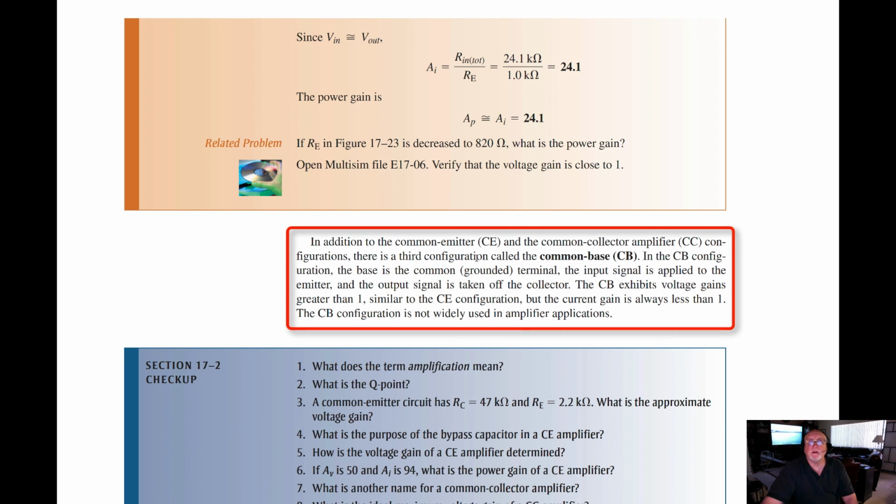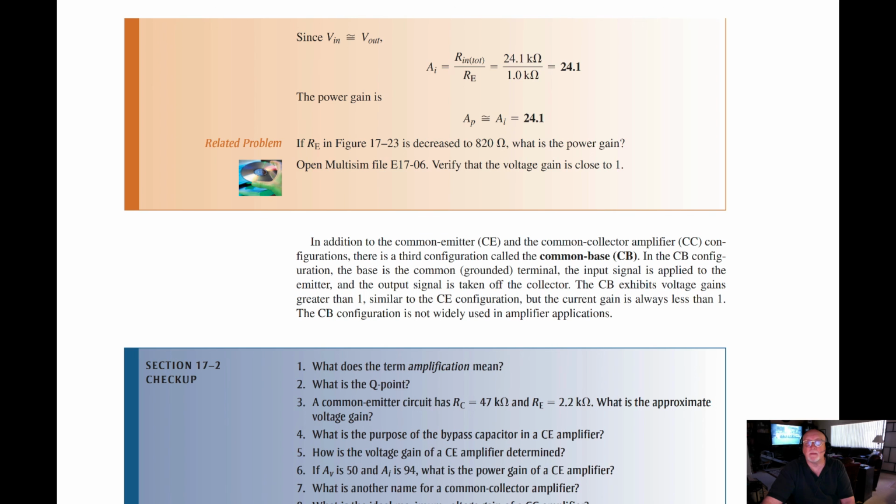In addition to the common emitter and common collector amplifier configurations, there is a third configuration called the common base. In the common base configuration, the base is the common grounded terminal. The input signal is applied to the emitter. The output signal is taken off of the collector. The common base exhibits voltage gains greater than 1, similar to the common emitter configuration, but the current gain is always less than 1. The common base configuration is not widely used in amplifier applications.